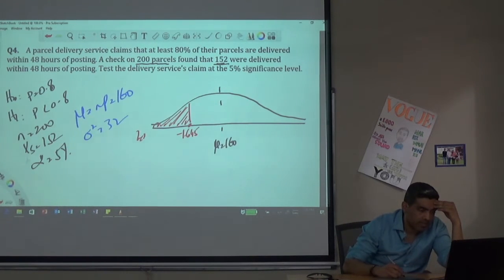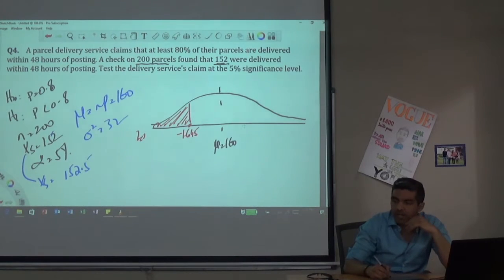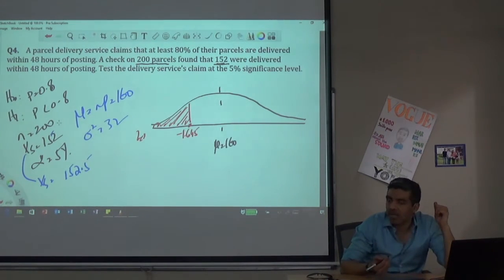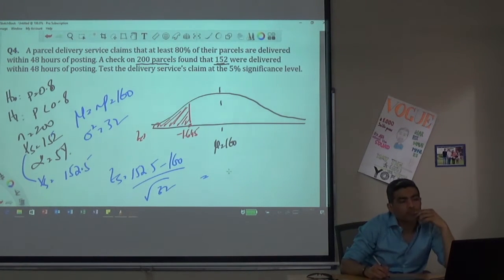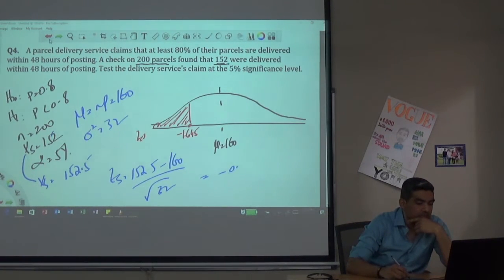And the X statistic that we will be using is not 152, it's 152.5. We'll start a little ahead so that we can accommodate the entire bar while moving towards the left side. This statistic would be minus 1.326. We are in the acceptable region.